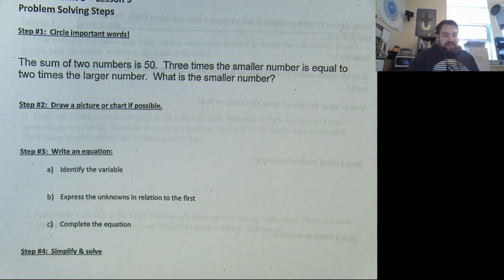So I'll flip the page, let's take a look at this guy. This one is slightly different than the first one. The sum of two numbers is 50. 3 times the smaller number is equal to 2 times the larger number. What is the smaller number? So how is this question different than the previous question? Oh, okay. There's 2 different numbers. There's 2 things we don't know here.